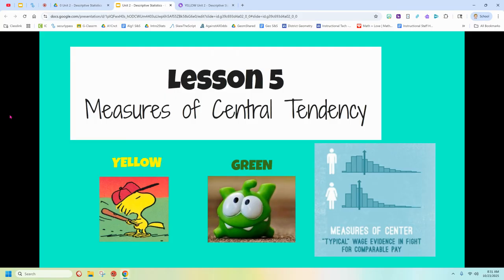Okay, so the second half of the unit, we move out of histograms and the stem-and-leaf plot. Those are good ways to look at data. We now start to look more at the summary statistics, the things the calculator can spit out at us, right? The first thing we look at is the centers, which are mean, median, and mode.